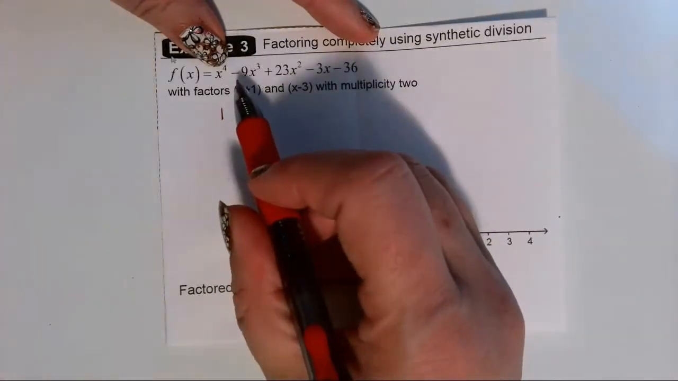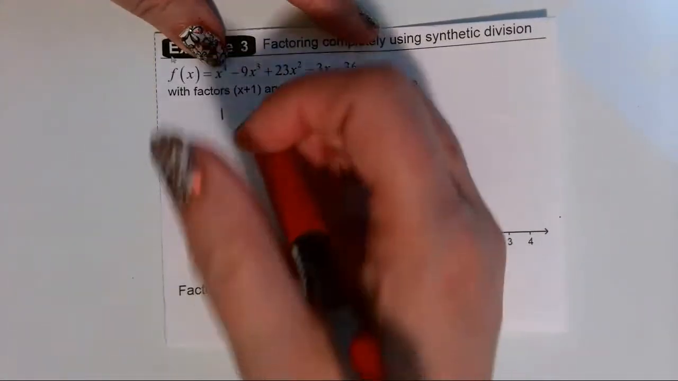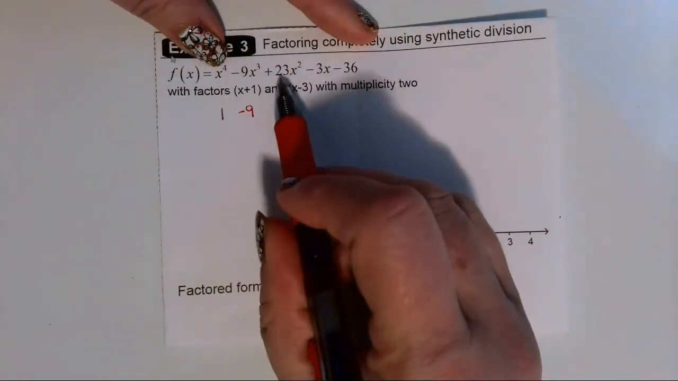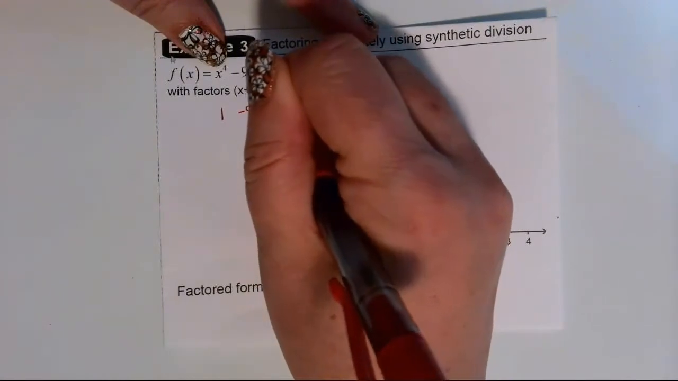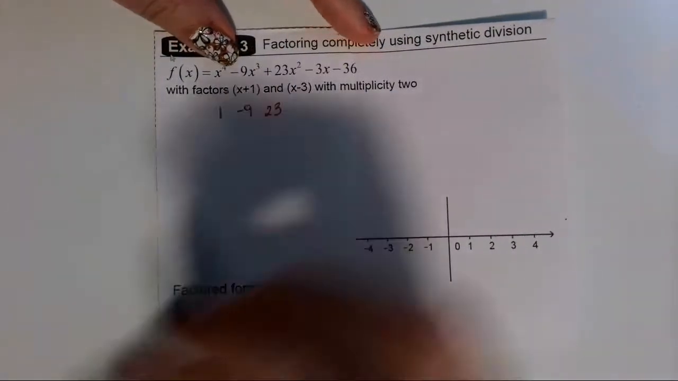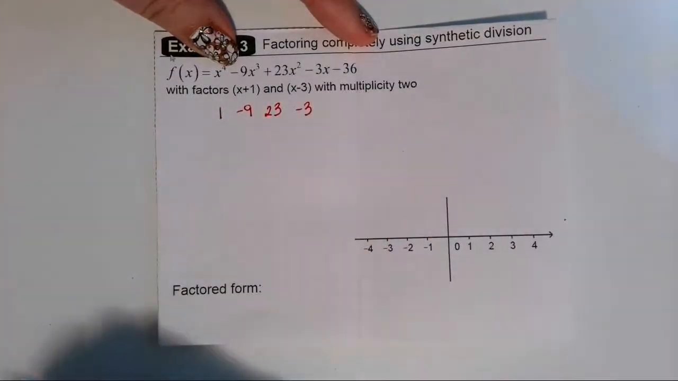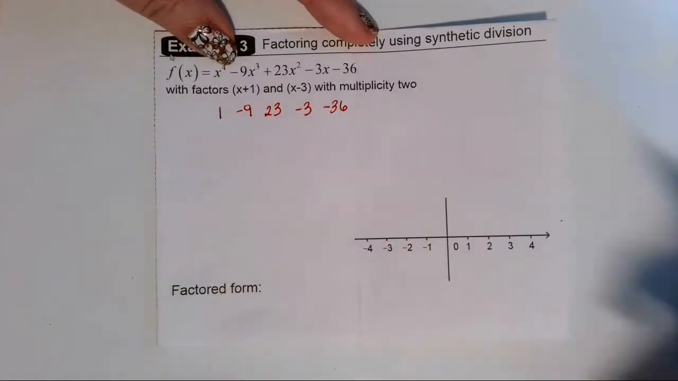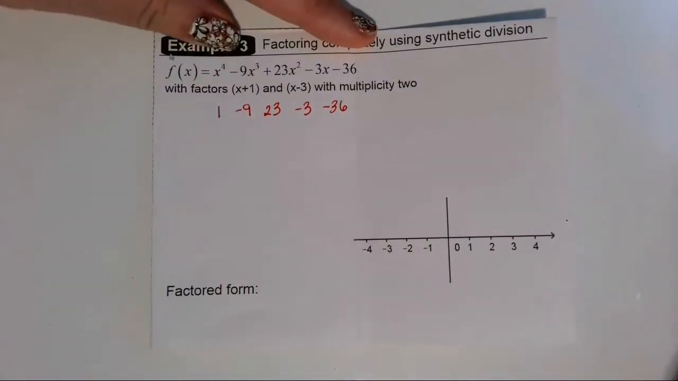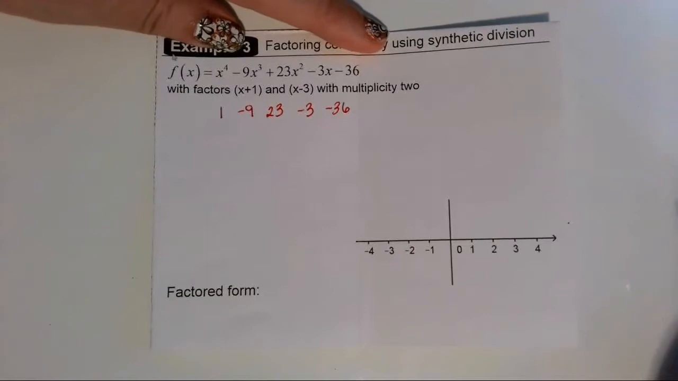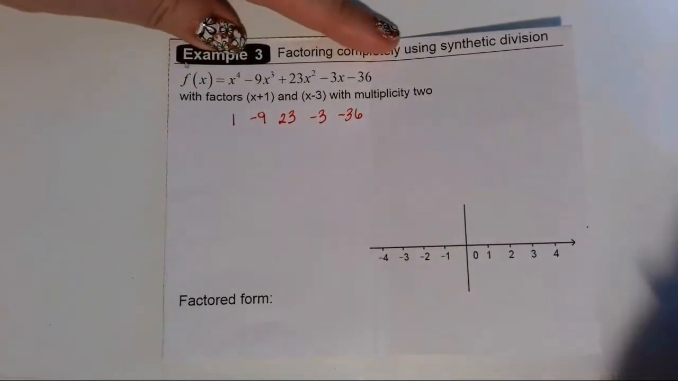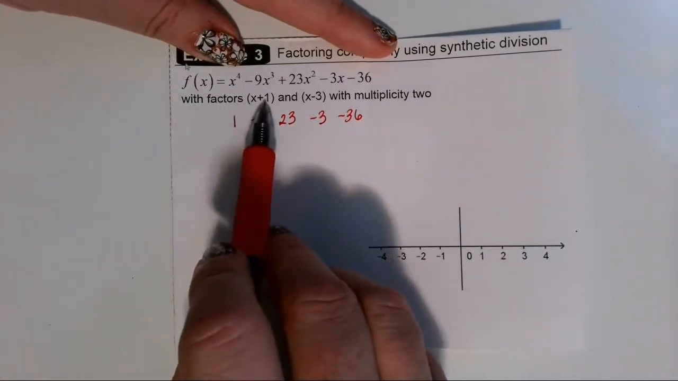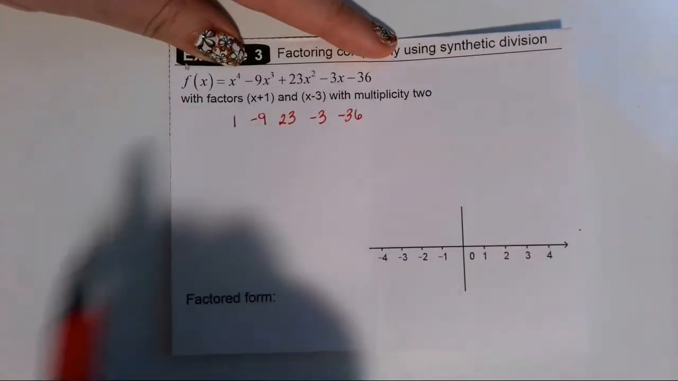coefficients. Then we have a -9 is the coefficient on the x cubed, so we'll list -9 next, followed by a +23 as the coefficient on the squared term, -3 is the coefficient on the linear term, and then the constant at the end is -36. And there were no missing place values, so I didn't need to use any zeros to hold missing places. Okay, the divisor, it says we have factors of x plus 1 and then x minus 3 with multiplicity 2.